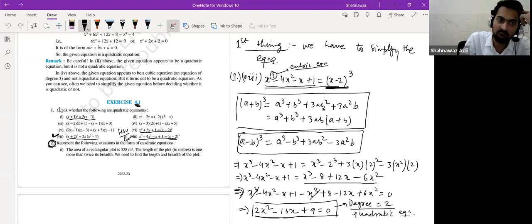So this was the whole idea of this first question. All these questions were just about simplifying the equation. And lastly, we found out that this equation is indeed a quadratic equation, not a cubic equation. So please note this down and then we can do the word problems.